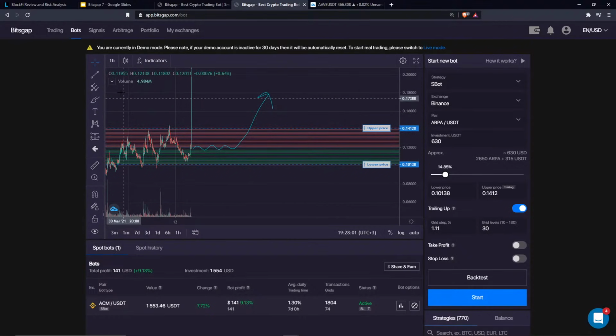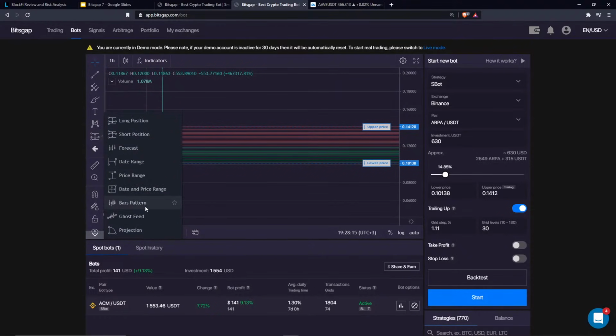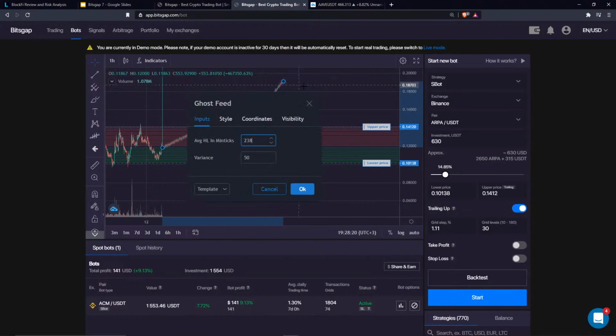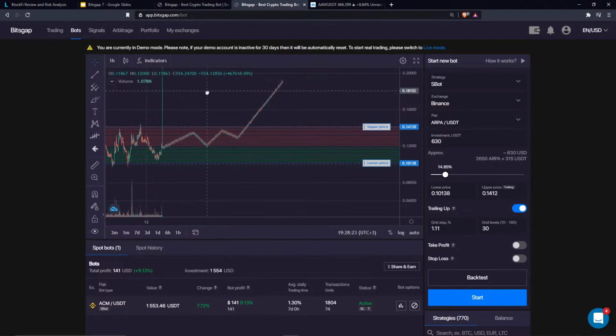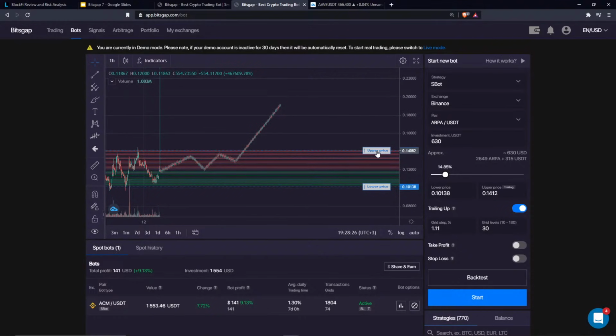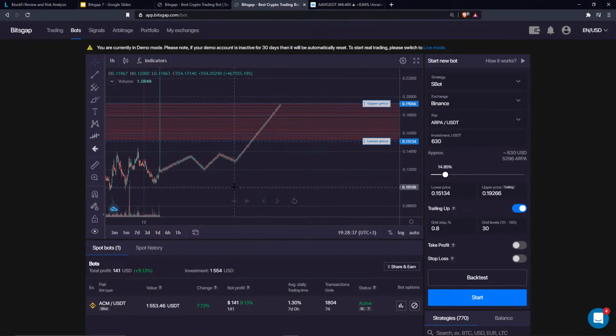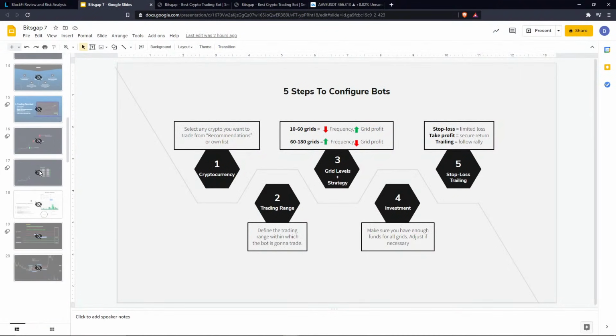So for example, that's our point A. This is where we started, and let's assume that some time passed, and let's use the ghost feed here, let's say the price moved like this, and then bam, now it's trading over here. Thanks to the trading up mode being enabled, your trading range would successfully follow the rally, and you would see your trading range around this area. And I have some best examples here.